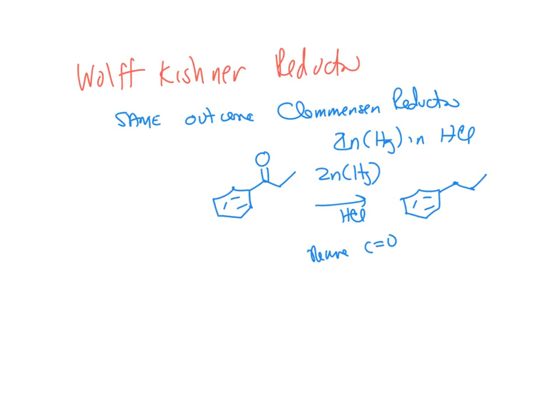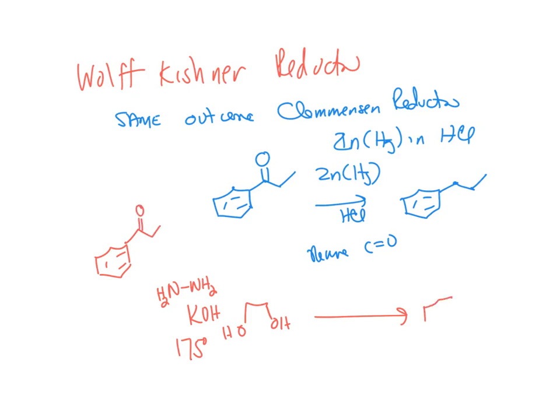Now the Wolff-Kishner uses hydrazine and KOH, so it's very basic, and ethylene glycol is your solvent. You have to heat this up to 175 degrees. I've done this reaction. I always get nervous when I heat hydrazine up that high, but you could do this, add that with this ketone, and you would get the same product. So it removes the CO.